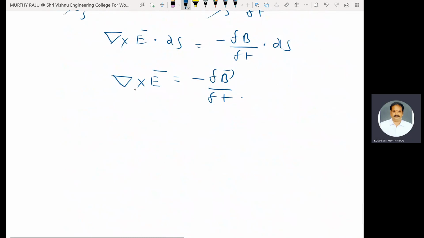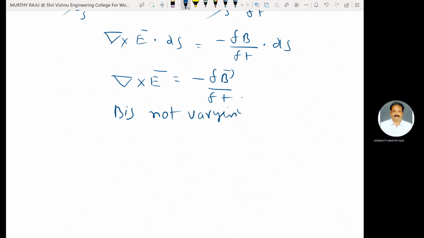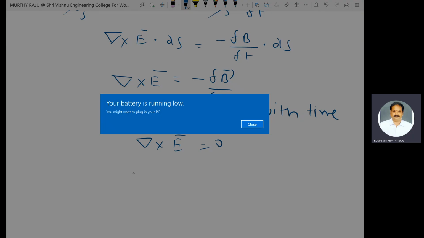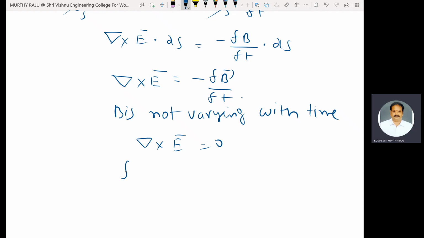Suppose B is not varying with time. Not varying with time means dou B by dou t is equal to 0. Del cross E is equal to 0. Next, the integral of E dot dl is equal to 0. This is case one.